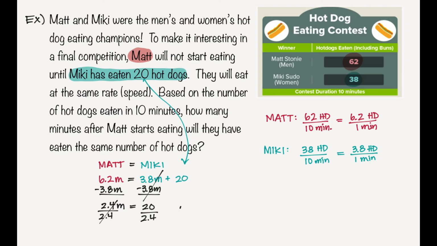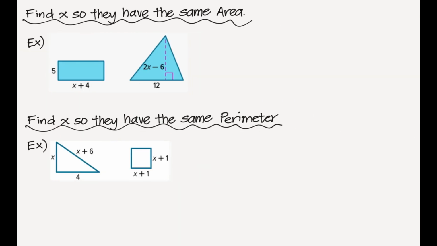And I find that the number of minutes would be about 8.3, so 8 1/3 minutes, and that's when they would have eaten the same amount of hot dogs. And there we go. All right, let's move on to a couple more problems.